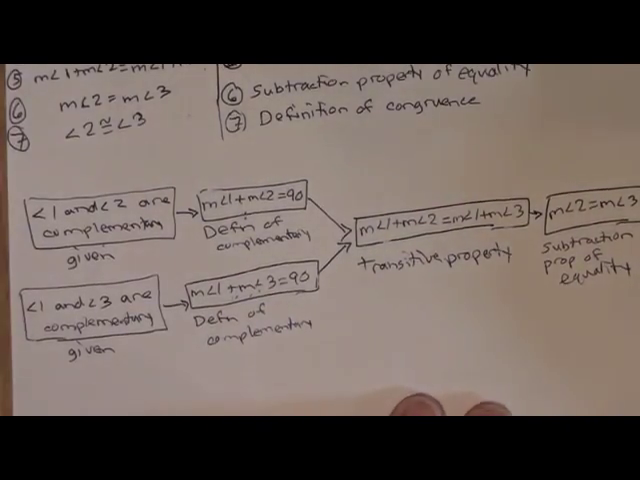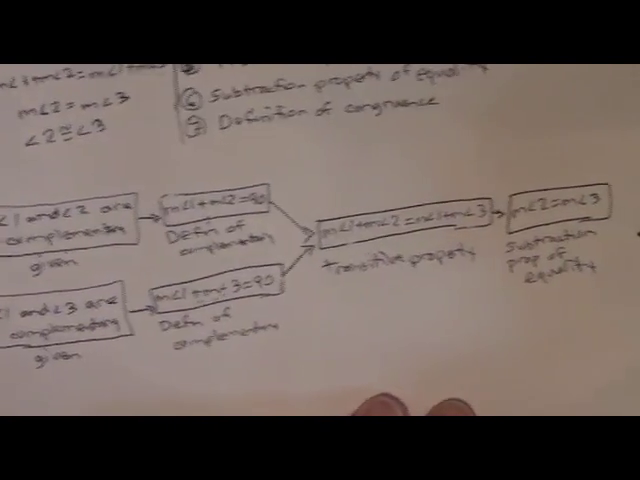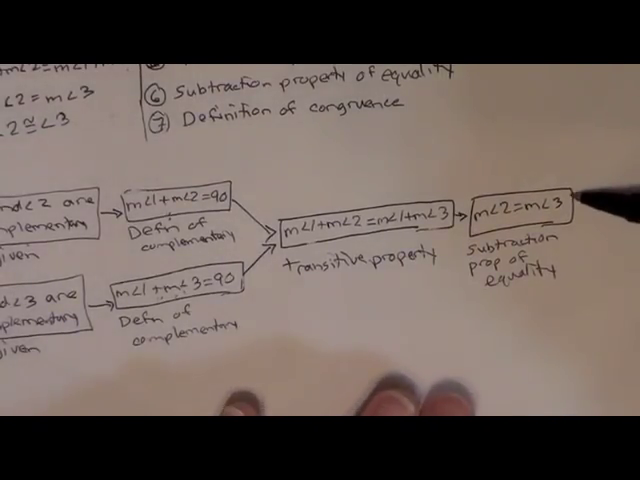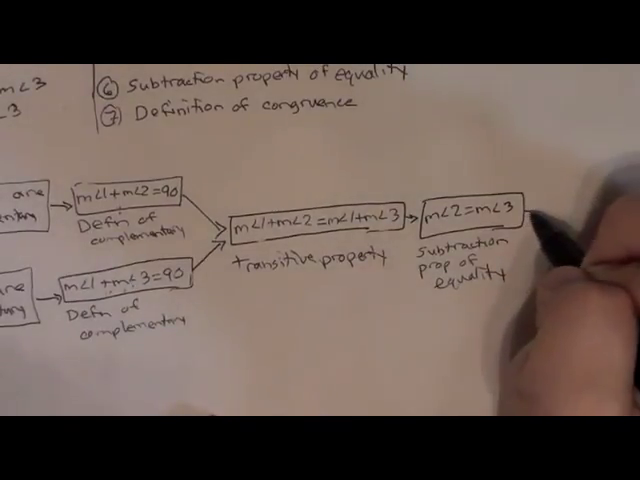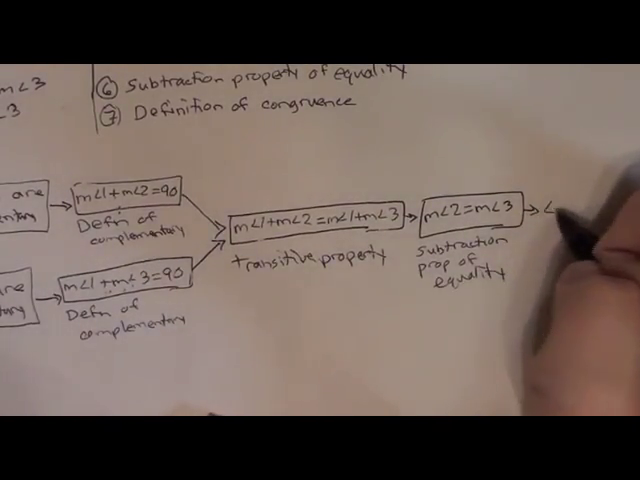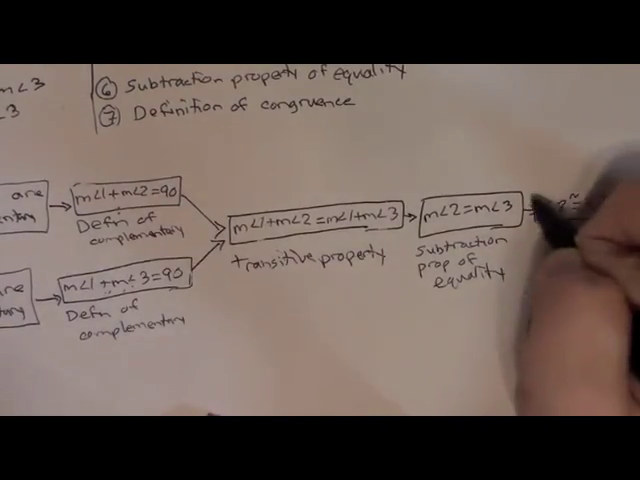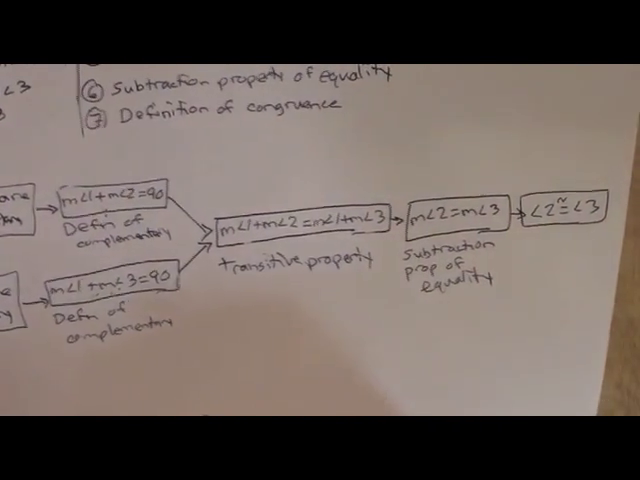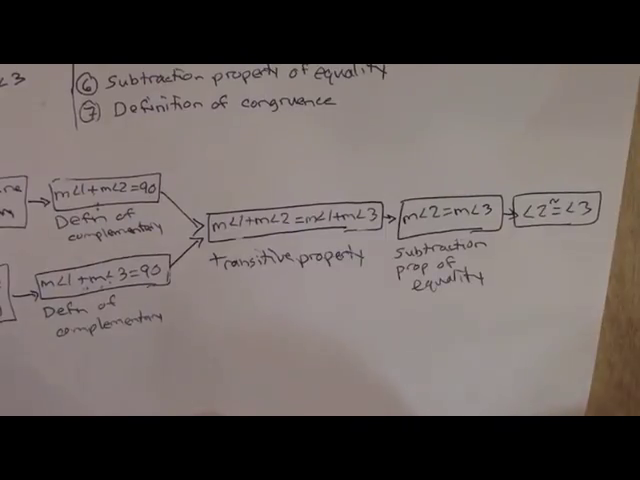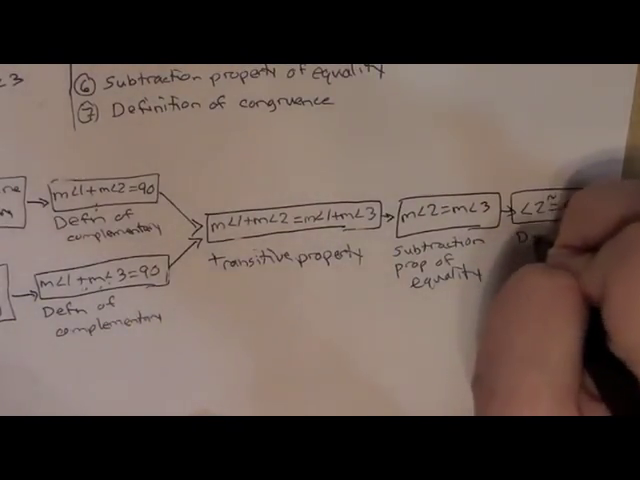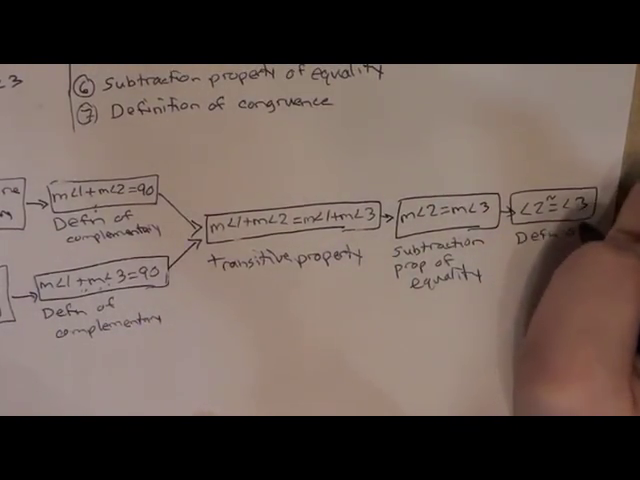Finally, once you know the measure of angle 2 equals the measure of angle 3, you can make one more conclusion, and that is that angle 2 is congruent to angle 3. And just as before, the reason we know that is because of the definition of congruent.